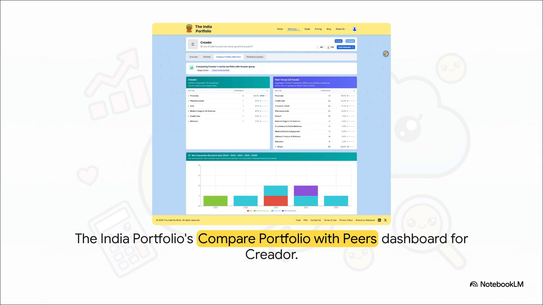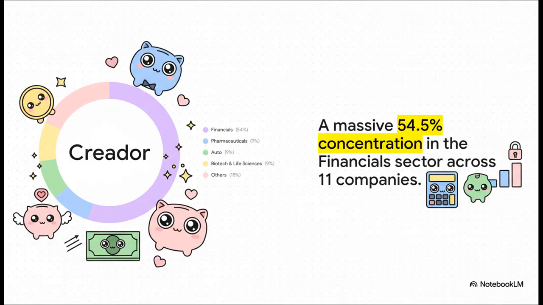Now, don't worry, I know it looks like a lot of data at first glance, but it's actually pretty simple. Over on the left, you've got Creator's portfolio breakdown, and on the right, that's the combined portfolio of all its peers, so other growth stage private equity funds. We're going to deconstruct this piece by piece. So let's zoom in on Creator's portfolio composition.